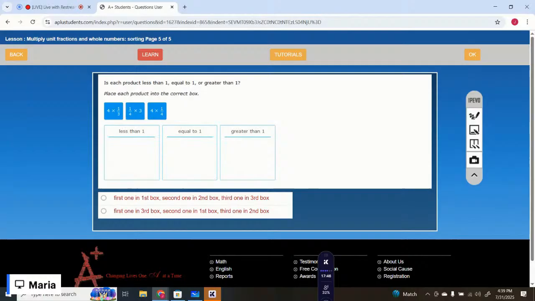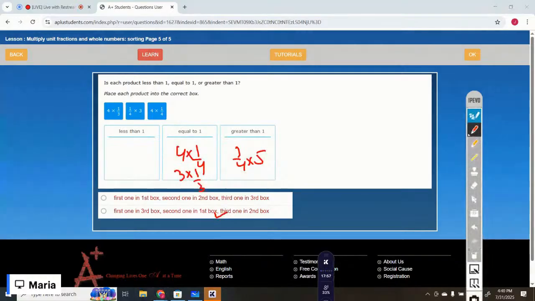Is each product less than 1, equal to 1 or greater than 1? So 4 times 1 by 3 is greater than 1. Wait, 4 times 1 by 3 is 4 by 3... and 1 by 4 times 3 is less than 1 and 4 times 1 by 4 is equal to 1. So option number 2 is the correct option. Okay, you can complete the lesson by yourself later today.